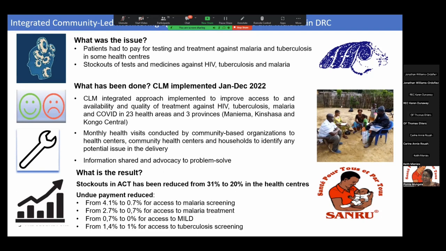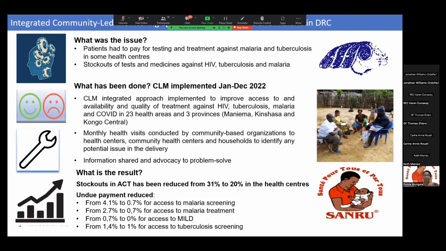So advocacy was actually organized so that the cost of consultation could be reduced in the health centers. So during 6 months, we compared the data from July to December 2021 with the data from July to December 2022, and we see that there is a big difference in terms of result.